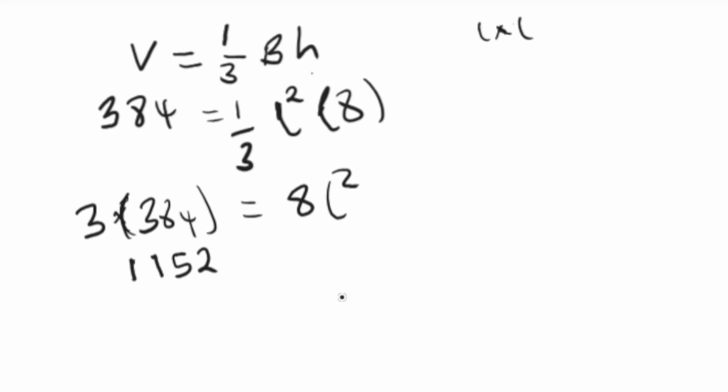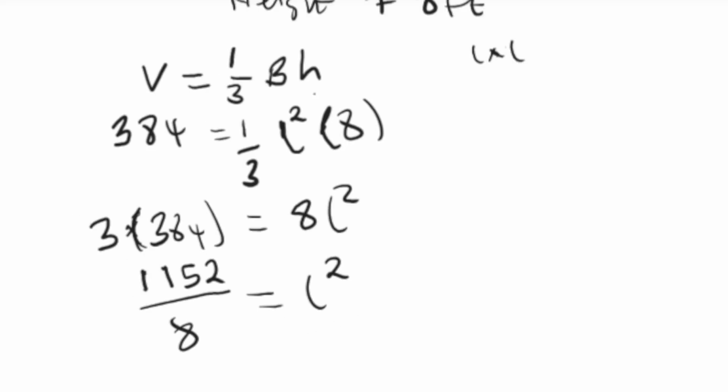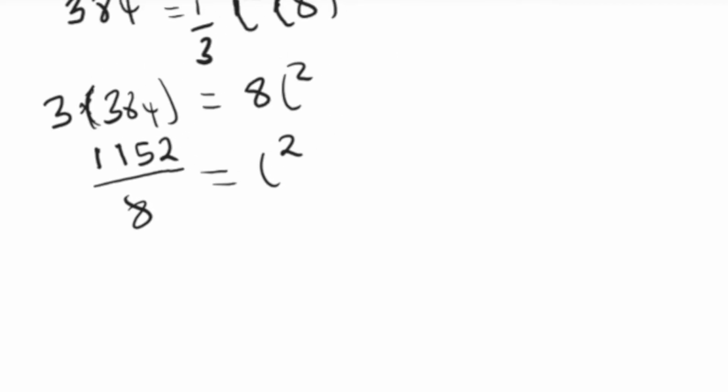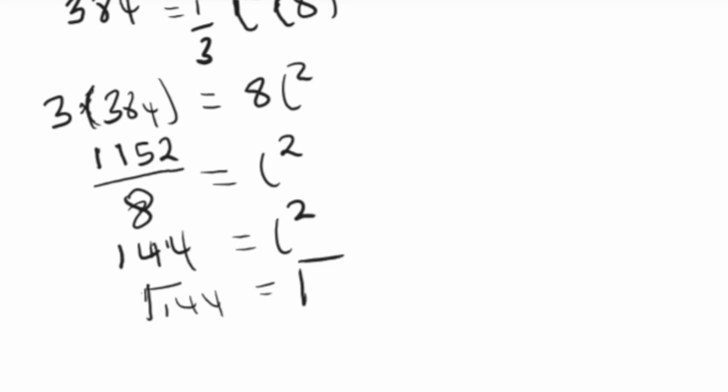1152 divided by 8 is equal to L squared. You can do this yourself and find out. My calculator said it's going to be 144, which is equal to L squared. So now I can square root both sides. If I square root 144 and then square root L squared, then 12 is going to be L. So my length is 12.